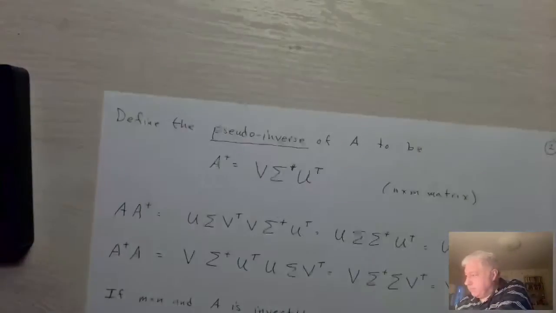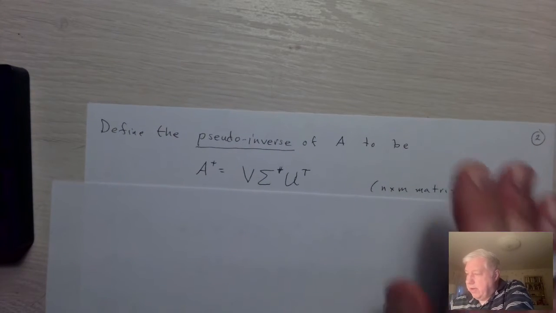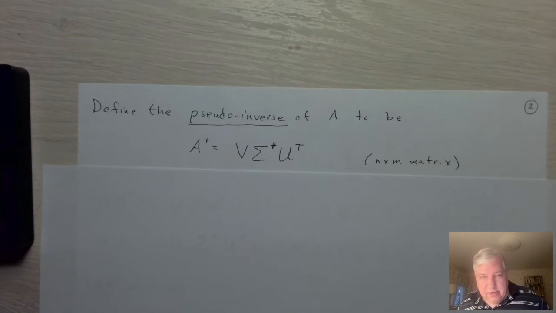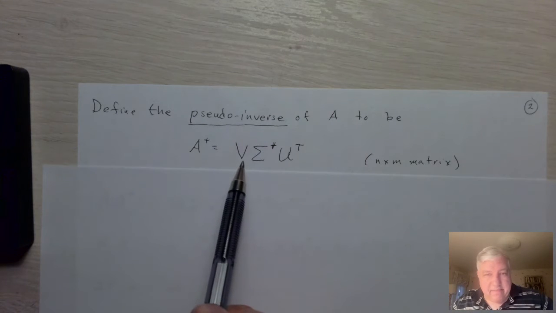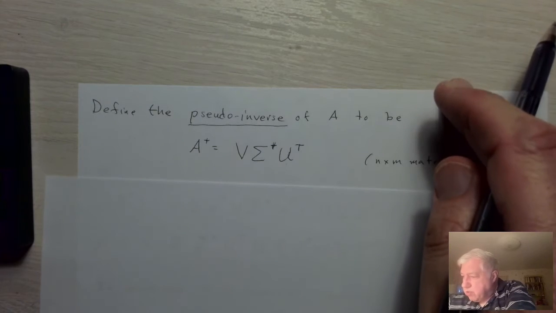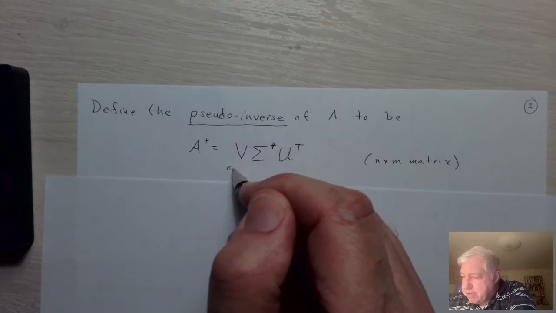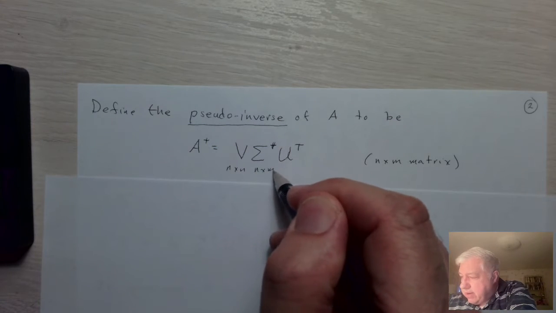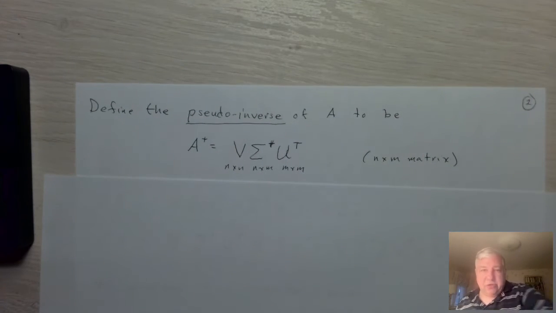So, what is the pseudo-inverse of A? Well, call it A plus, and if V and U are the same as before, it's just V times sigma plus times U transpose. And this does work out okay. This is an n by m matrix because V, remember, is n by n, sigma plus is n by m, and U is m by m. So the dimensions work out okay.